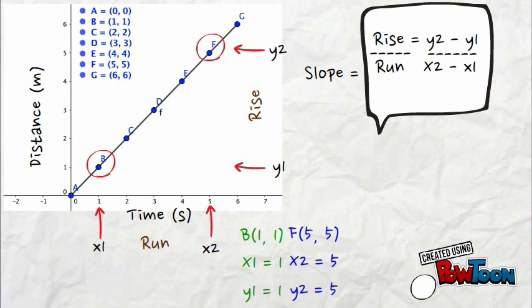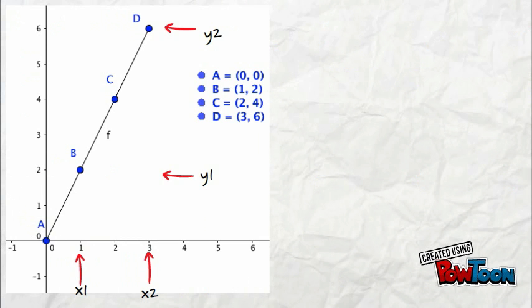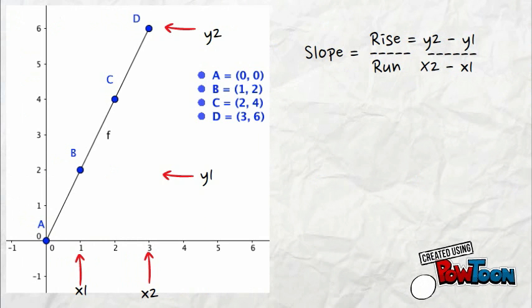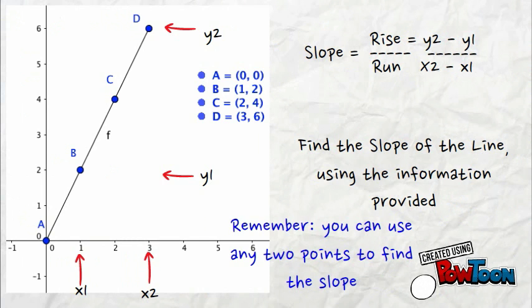Now, let's solve our equation. The slope equals rise over run, which is y2 minus y1 divided by x2 minus x1, which is going to equal 5 minus 1 divided by 5 minus 1, which will lead to 4 divided by 4, which equals 1. You can tell by now I like practice. So, it's your turn. Find the slope of the line using the information provided. Remember, you can use any 2 points to find the slope of the line.